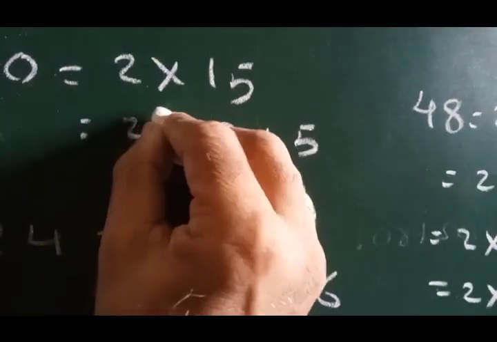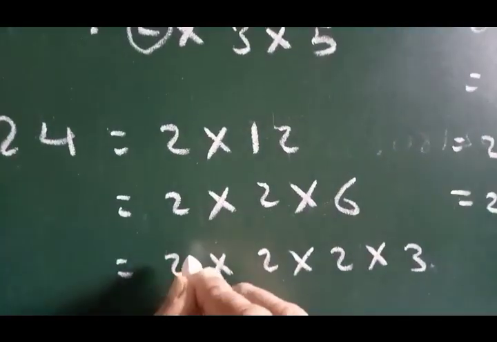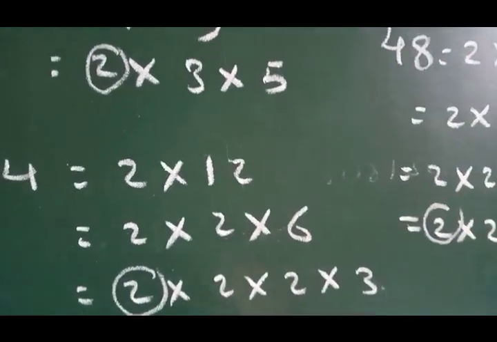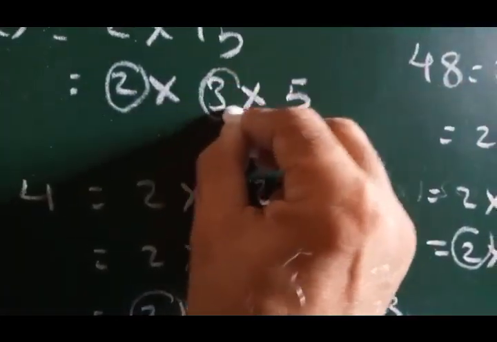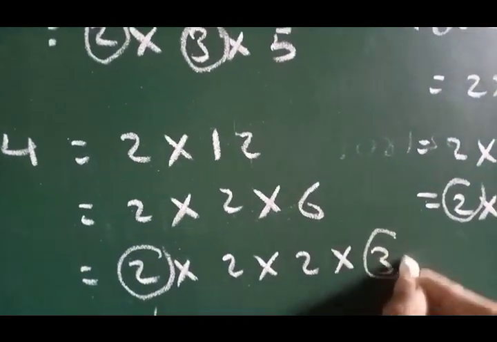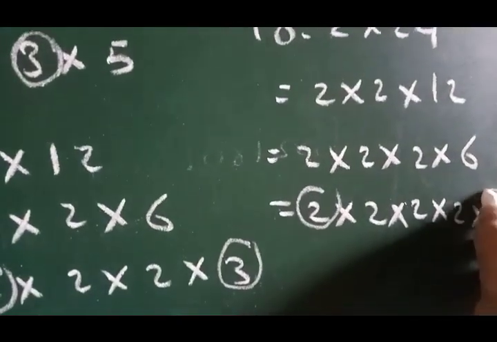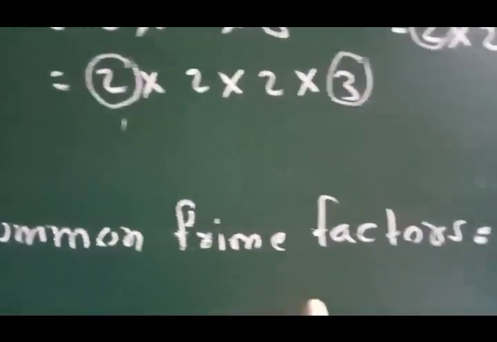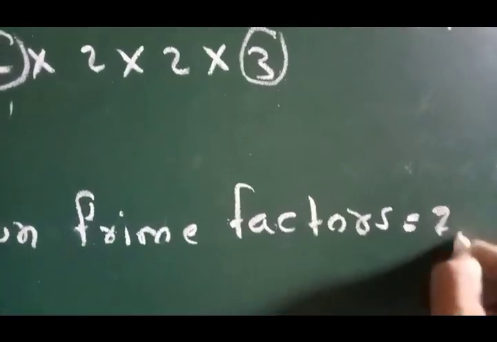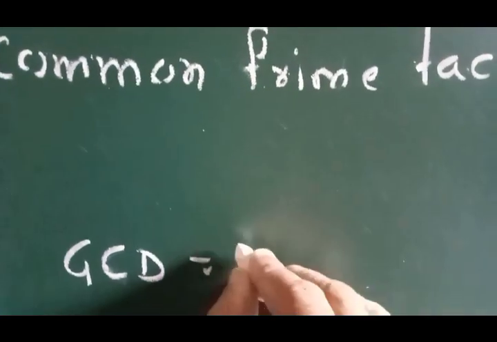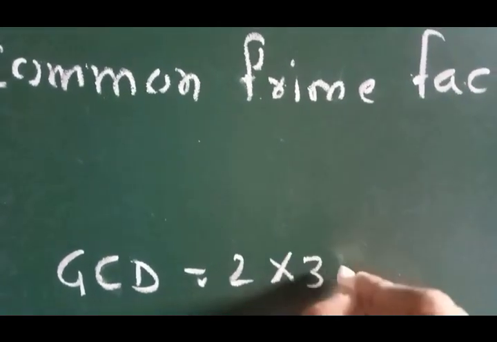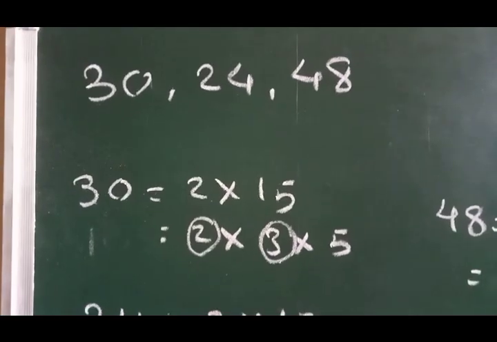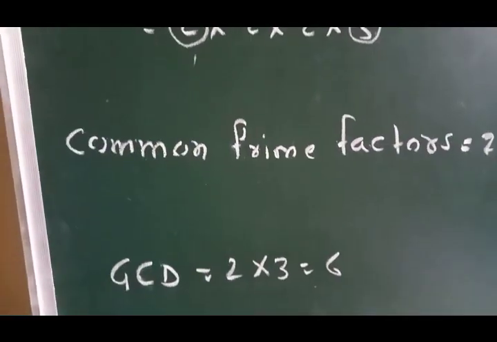Then the common factor here is 2, here 2 and here 2. Then common factor 3, here 3 and here also 3. So the common prime factors are 2 and 3. Therefore GCD is 2 into 3, equal to 6. Therefore the GCD of 30, 24, 48 is 6.